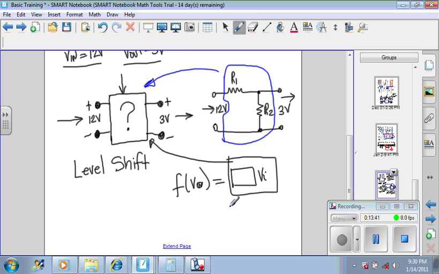So I hope this helped you understand the idea behind inputs and outputs. Inputs and outputs are determined by the needs of the design.